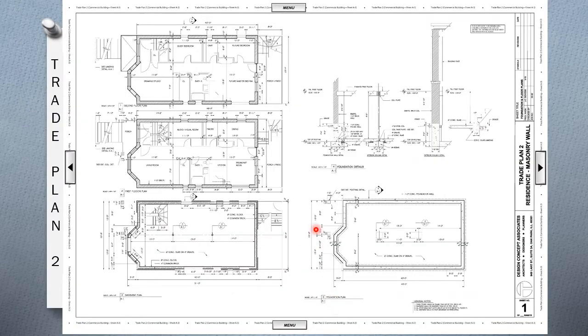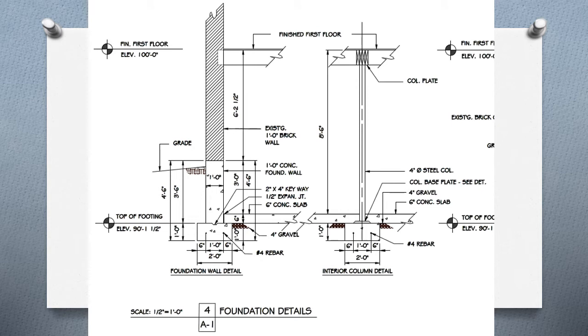This is a detail from Trade Plan 2, a residence. This was once part of the drawings that came with the text, and I do not believe it is part of the drawings you receive. Therefore, it is included under handouts so that you can take a look at it along with me. What I wanted to point out to you was the foundation details that are shown and this item called a keyway.